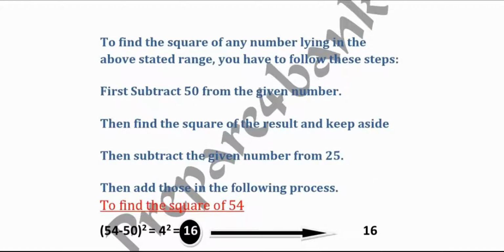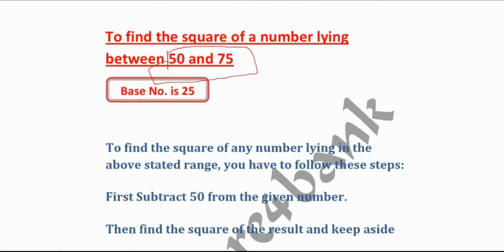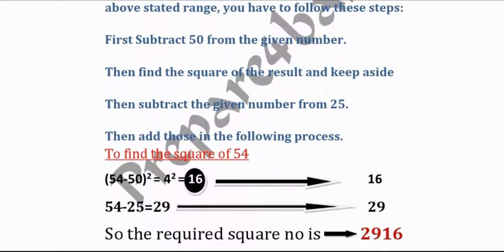Here the range is 50 to 75. If a number lies between 50 and 75, what should be the process? Here I have written the process. If you want it, just pause and copy it down. It will help you. So next, to find the square of 54, we have just a reverse process. Previously we subtracted the number from 50. Here the number is greater than 50, so we have to subtract 50 from the number. Here the base number is also 25. So 54 minus 50 is 4.